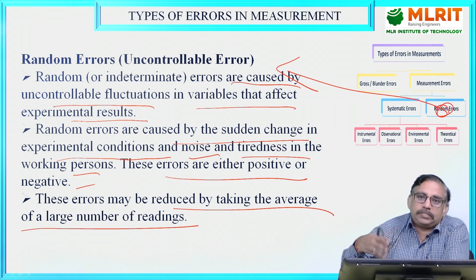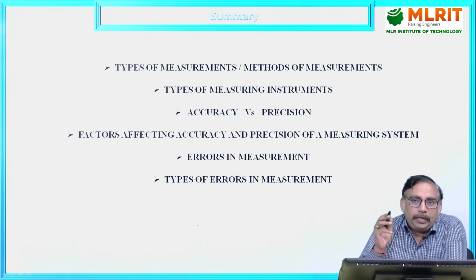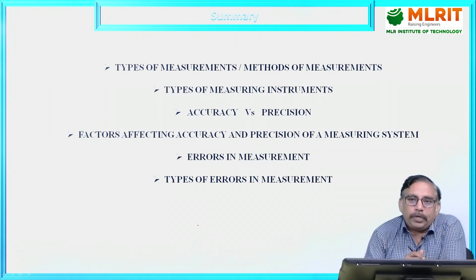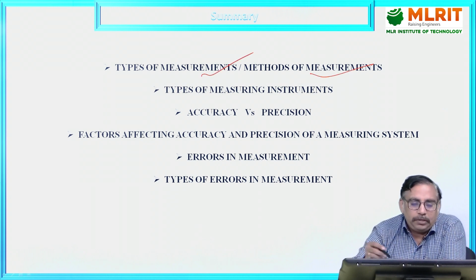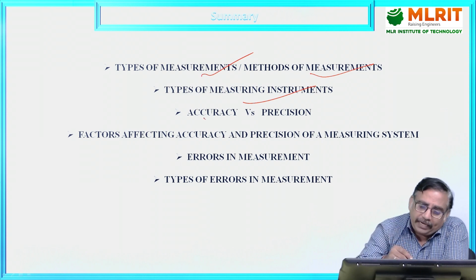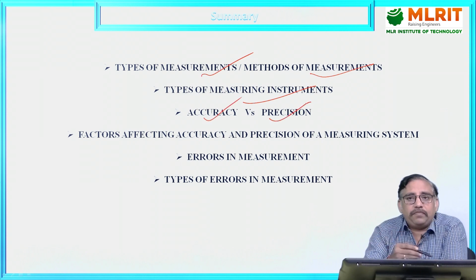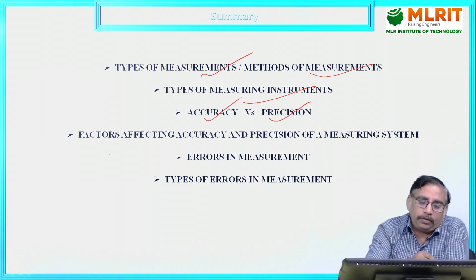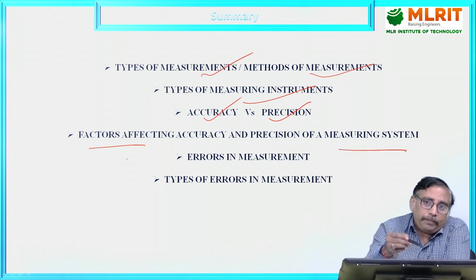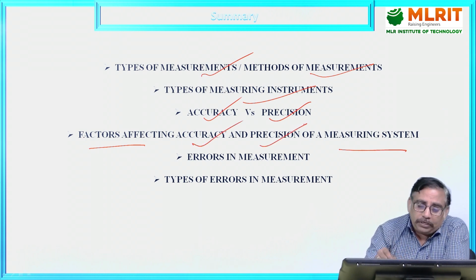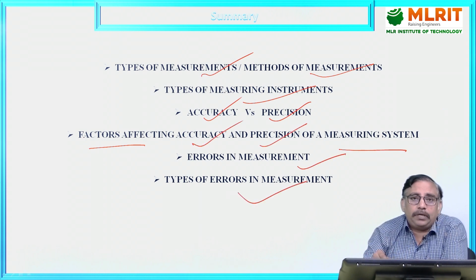So in this class we have discussed the types of measurements, methods of measurements, and also types of measuring instruments. We have defined accuracy, precision, and the difference between accuracy and precision. Then the factors affecting a measuring system in terms of accuracy and precision, and what the errors in measurements are and types of errors in measurements.